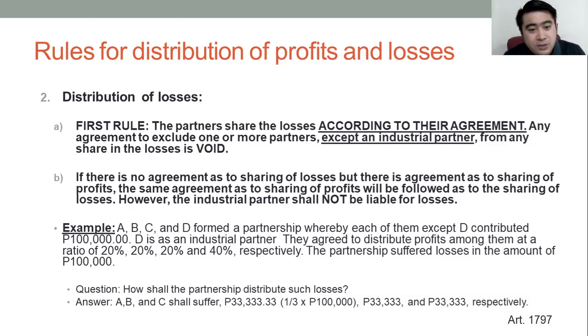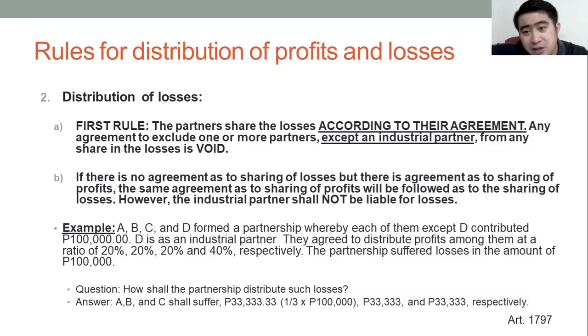If there is no agreement as to sharing of losses, but there is agreement as to sharing of profits, the same agreement as to sharing of profits will be followed as to the sharing of losses. However, the industrial partner shall not be liable for losses. O class, malinaw? Pag merong agreement sa profit sharing, gagamitin yun sa sharing ng losses. Pero hindi mo isasama doon yung industrial partner.